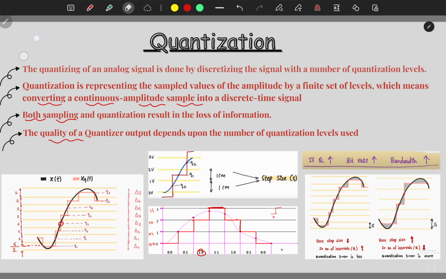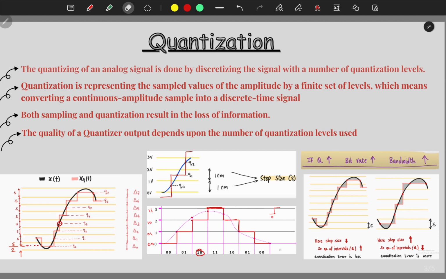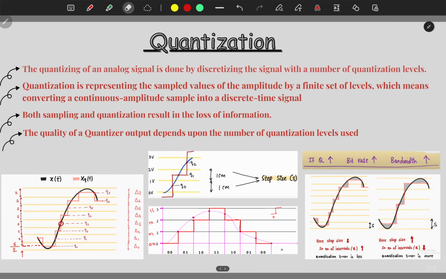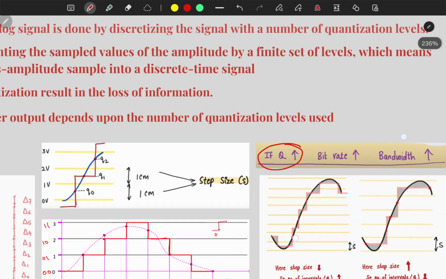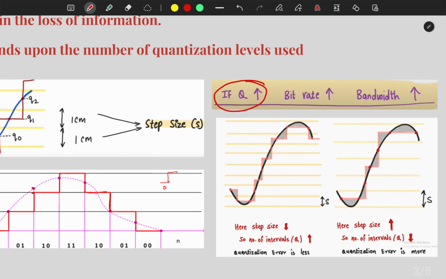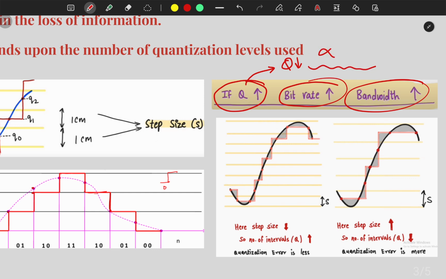If we go further in terms of quantization, we can understand another thing: if the number of Q increases. What is Q? The number of intervals. If the number of intervals increases, then the bit rate also increases, and the bandwidth also increases. But if we decrease Q, then these things also decrease, as they are directly proportional.